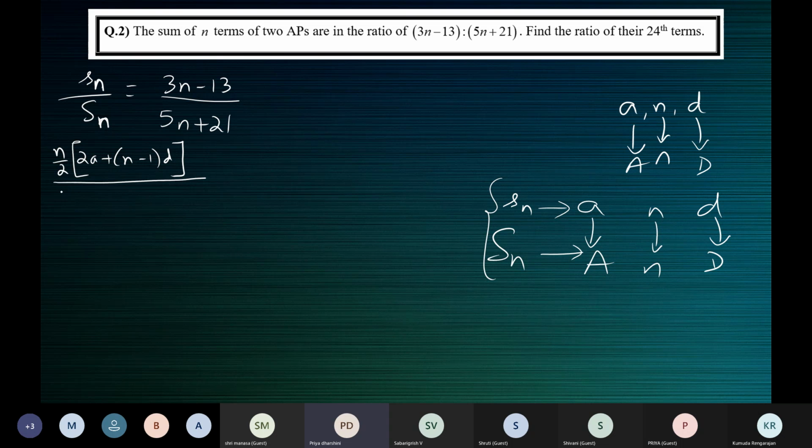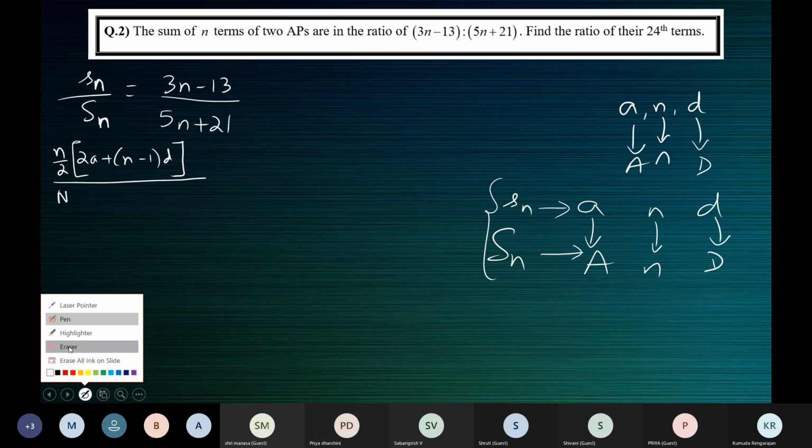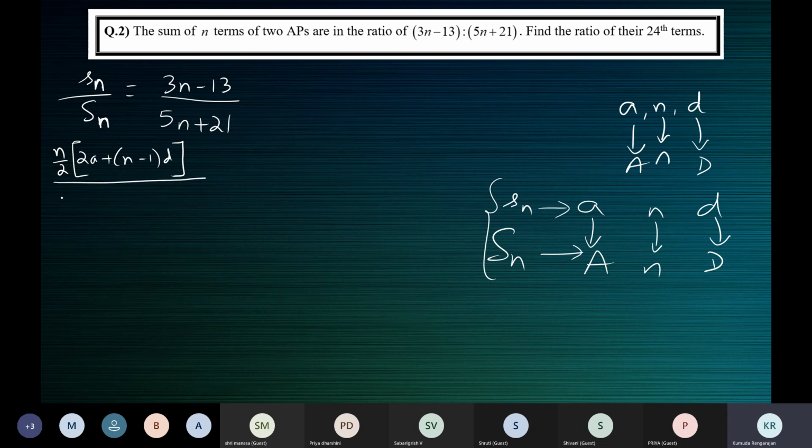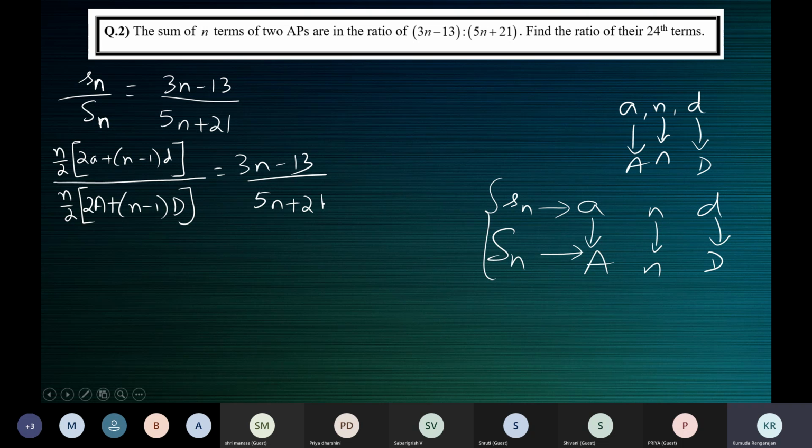n by 2 of... Oh, sorry. Because we've been talking about capital N, suddenly what was in my mind just came out. Yeah, n by 2 of 2 capital A plus n minus 1 into capital D is equal to 3n minus 13 divided by 5n plus 21. Okay, next.